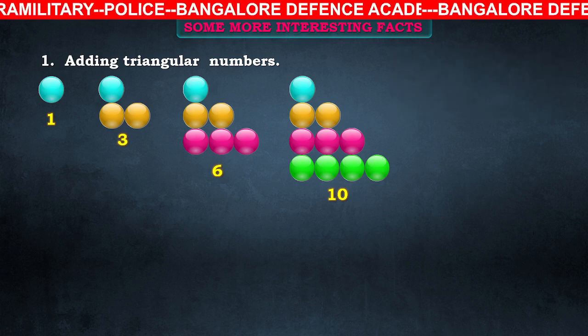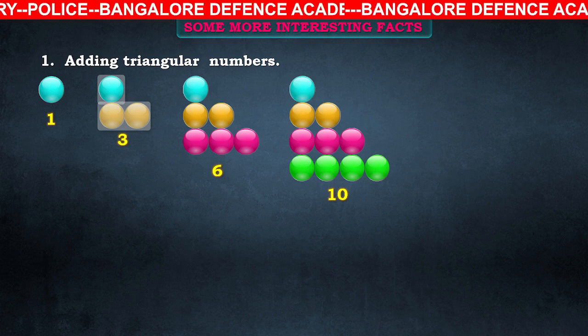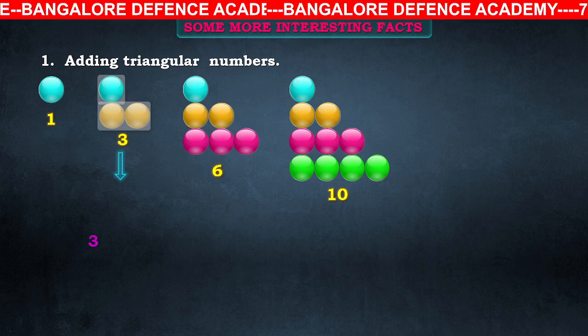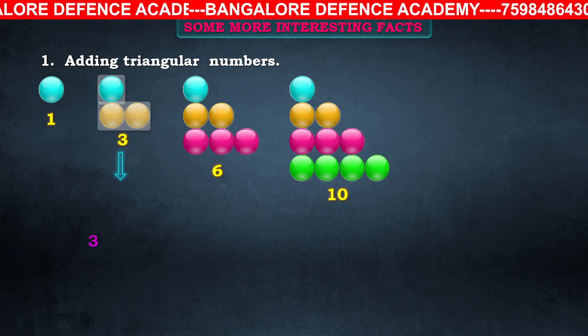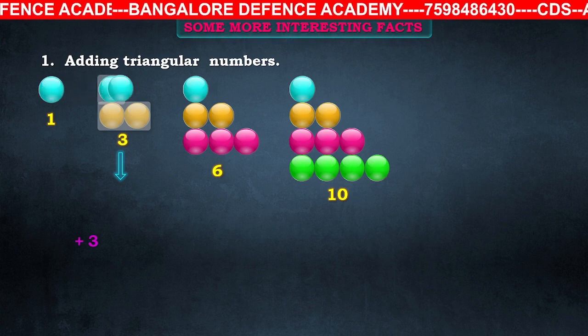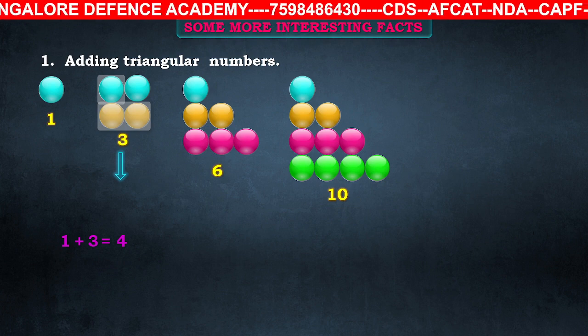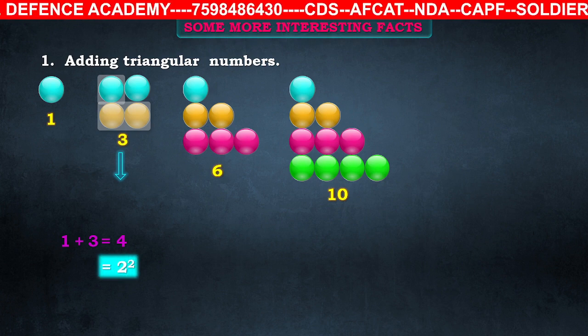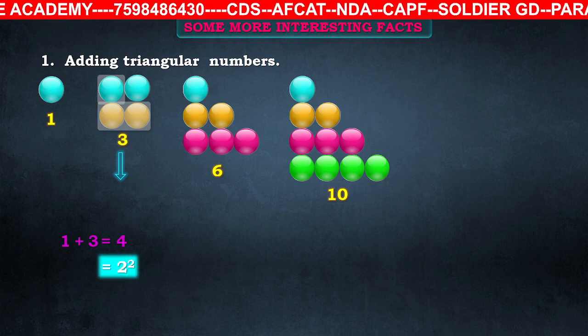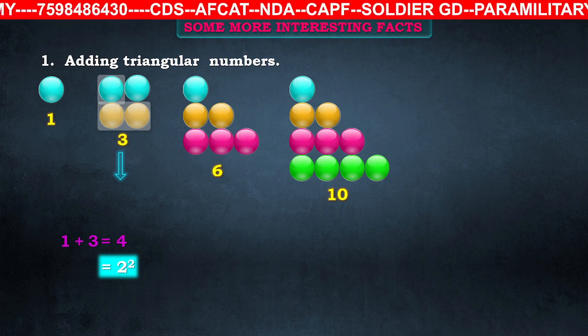Now for example, here you have 3 balls, and this number 3 I'm going to take down, and this one here is going to be added. So here you get 3 plus 1 gives me 4. 4 is square of 2. So here I can get 2 square is 4. Now here let us move forward.